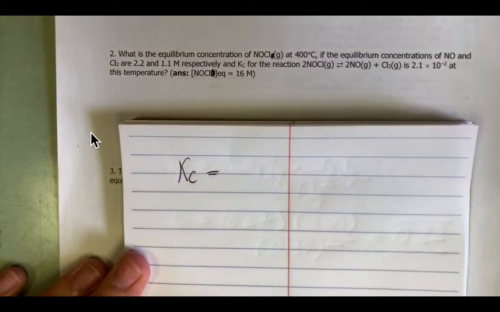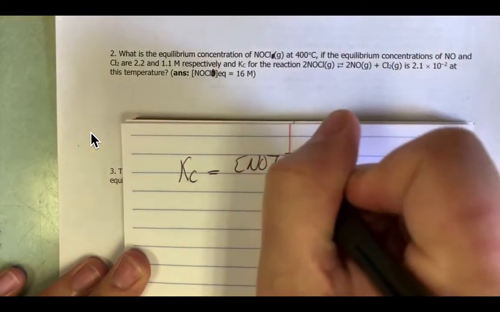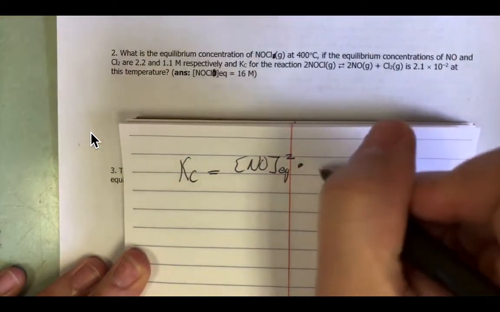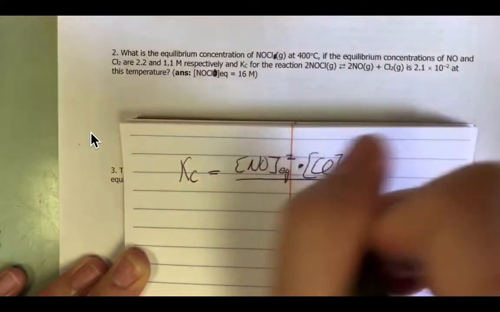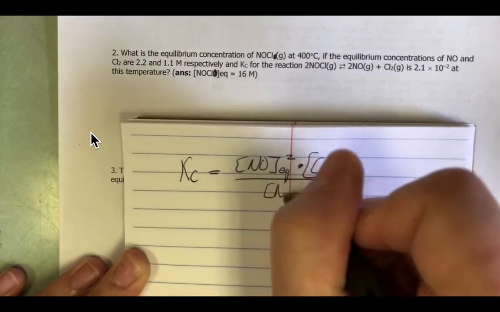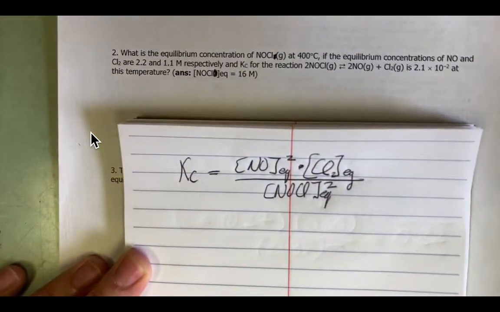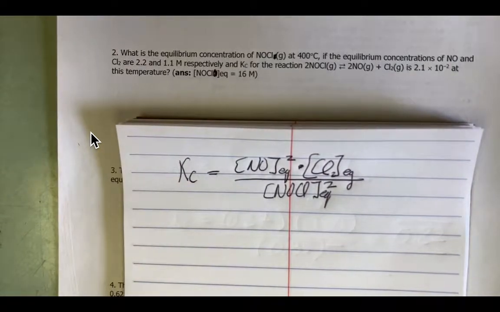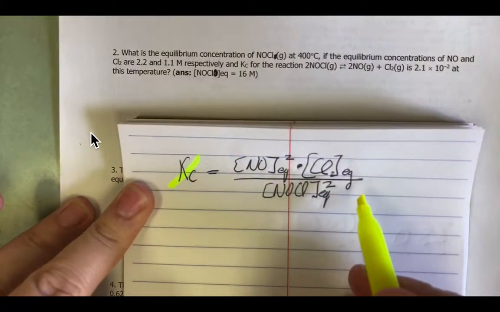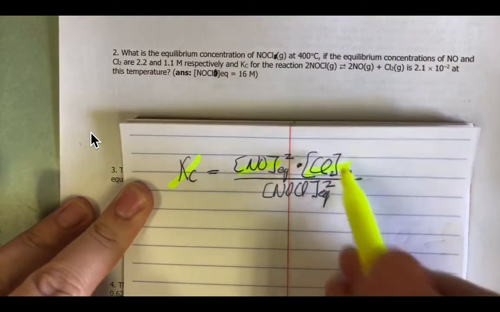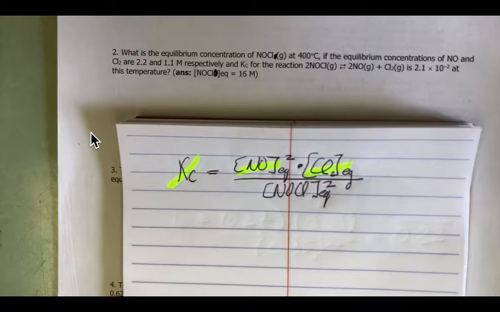Kc is equal to, again, products over reactants. So NO at equilibrium squared times Cl2 at equilibrium over our reactant, NOCl at equilibrium squared. Okay, and then in this particular case, we've been given Kc, the concentration of NO and the concentration of Cl2, and we have to solve for this piece that we don't have.